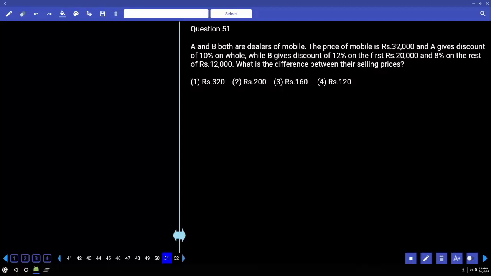A and B both are dealers of mobile. The price of mobile is 32,000 and A gives discount of 10% on whole, while B gives discount of 12% on the first 20,000 and 8% on the rest of 12,000. What is the difference between their selling prices?